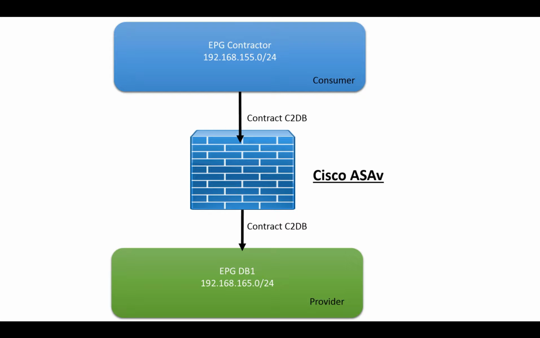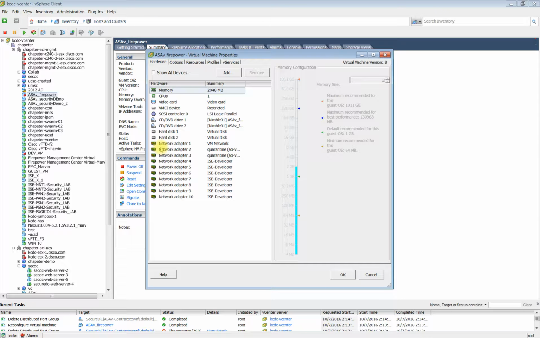Let me pull over my vCenter environment and show you what I'm talking about. So within my vCenter environment, I have my ASAV firepower, and it's got two network interfaces that are in quarantine zone. After my configuration, we should see the ASAV firepower reconfigured port groups by APIC controller.